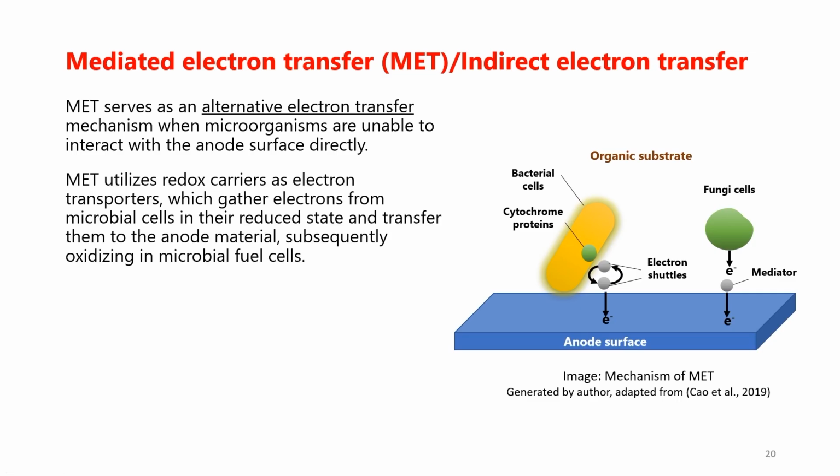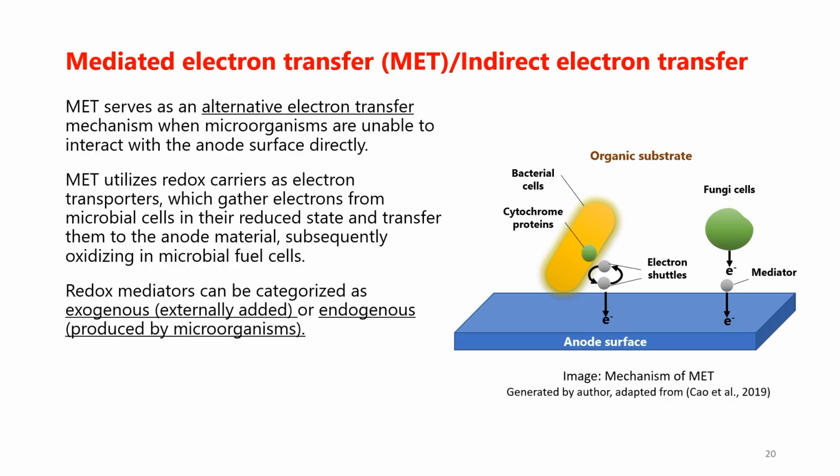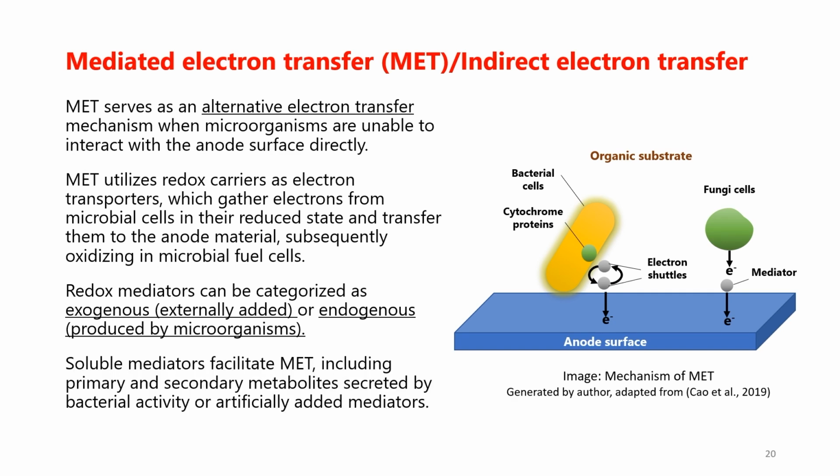MET utilizes the redox carriers as electron transporters which gather electrons from microbial cells in their reduced state and transfer them to the anode material, subsequently oxidizing in microbial fuel cells. Basically, these electron shuttles collect the electrons from these bacteria and transfer them to the anode surface. These redox mediators can be categorized as exogenous, externally added, or endogenous, which are produced by the microorganisms themselves sometimes.